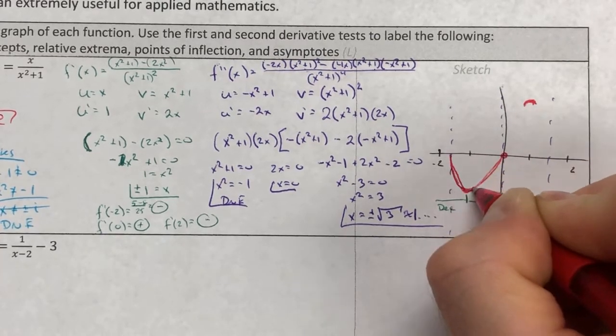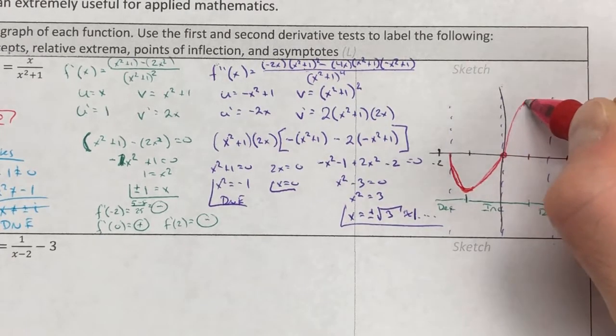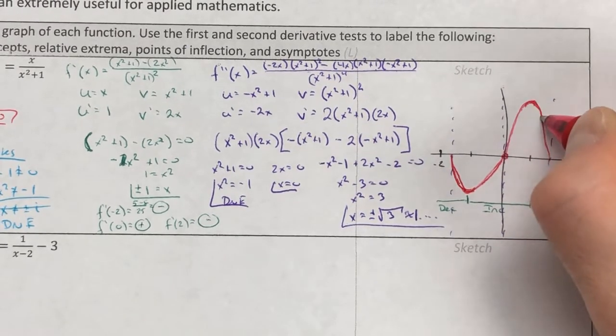So I get something that looks like that. I know between these 2 points, my graph is going to be concave. Actually, this is concave down. The other one was concave up. Oops, kind of curved too far down there.